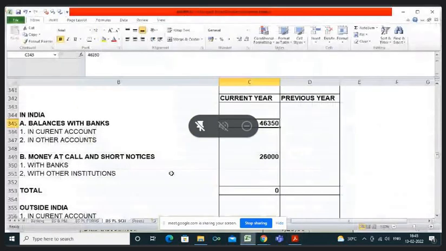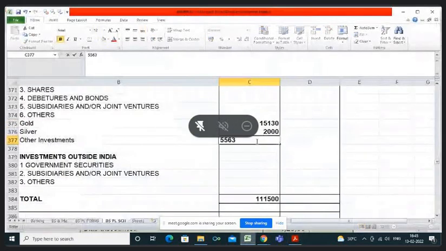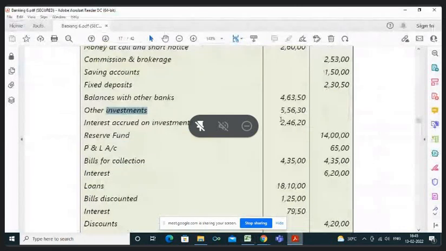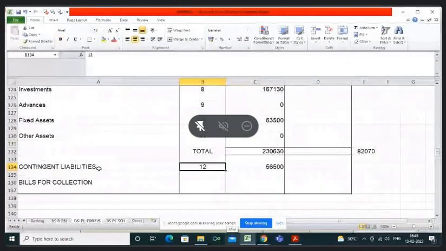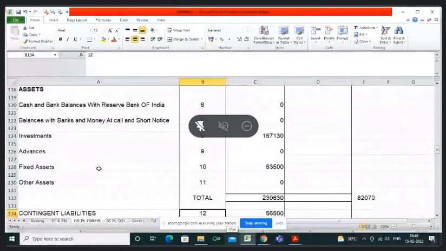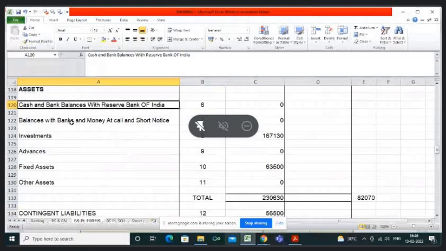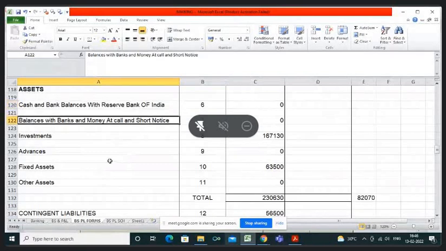If they have given the exact nature of the deposits, we have to write under that. Otherwise, we can put it under the balance with banks. Then other investments. So obviously it's given as investments. So we'll take it to the investments, that is asset side of the balance sheet. Other investments 55,630. So under the investments, we'll show other investments 55,630.